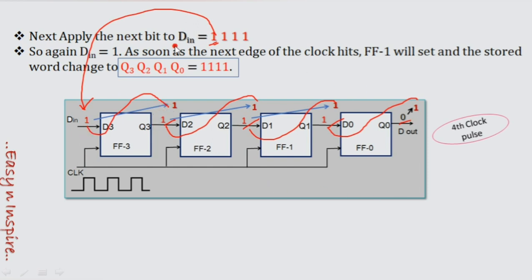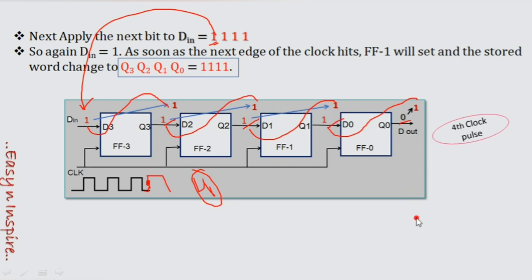So all these are possible only when the fourth clock pulse is applied. So I have considered only 3. So this means it is continued. Okay, at the fourth clock pulse, my outputs are 1, 1, 1, 1.